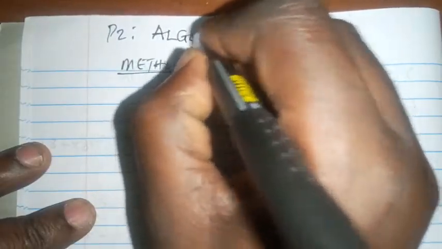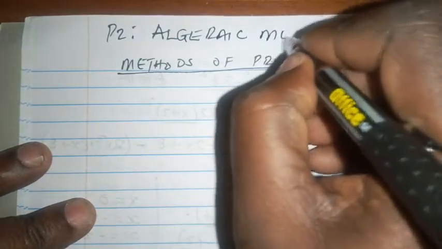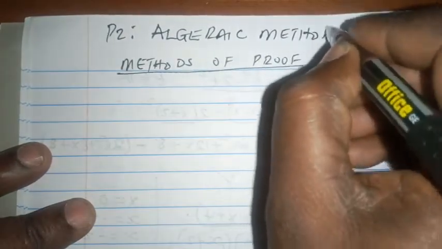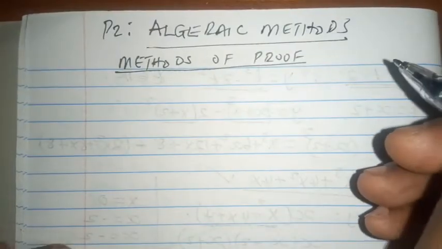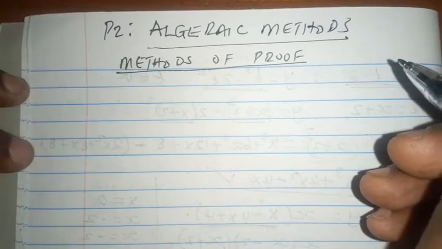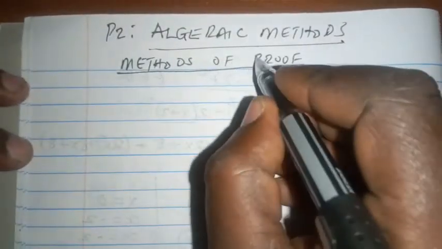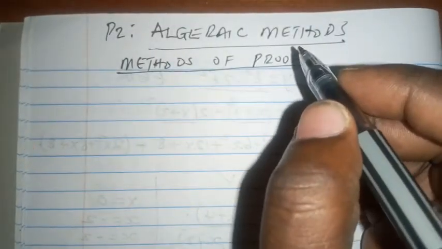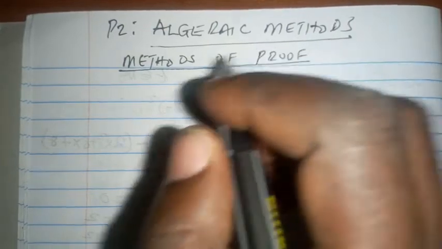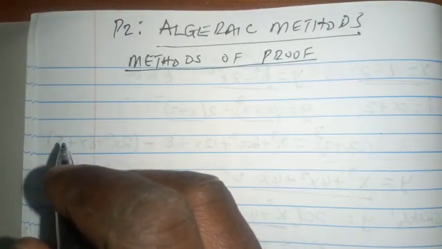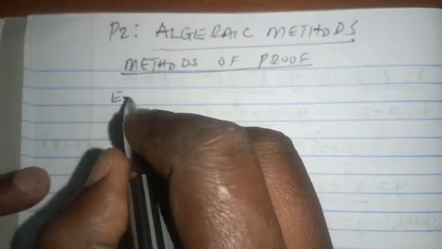We are still talking about algebraic methods. This is the first topic of Pure Mathematics 2, and we'll be looking at methods of proof. Why do you need to prove something? A mathematical statement can be proved by exhaustion.